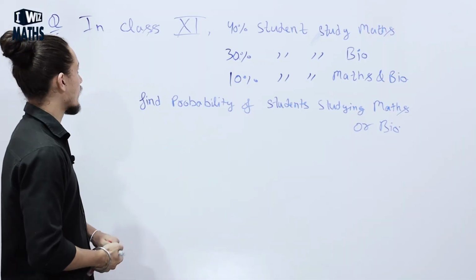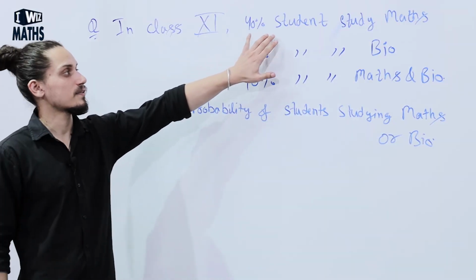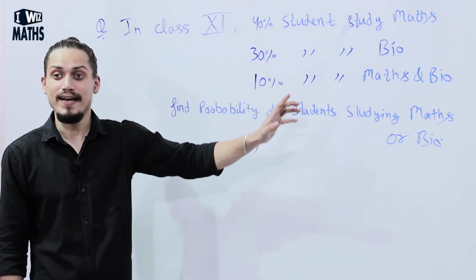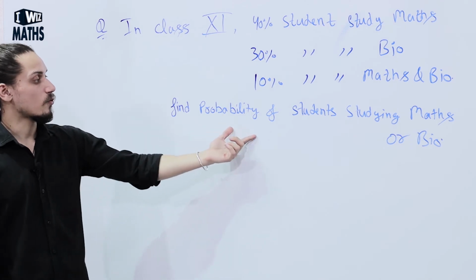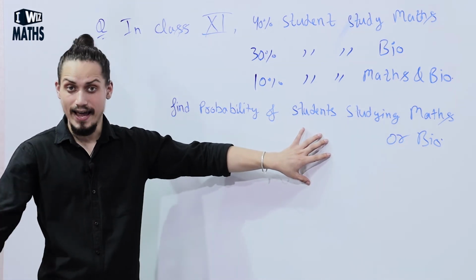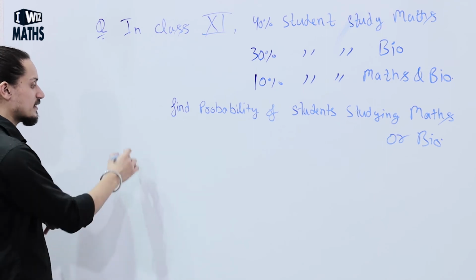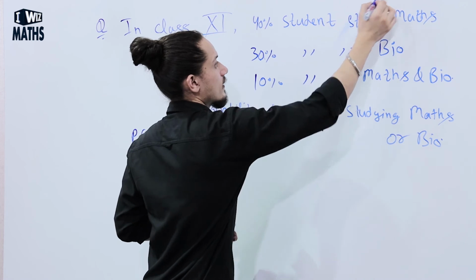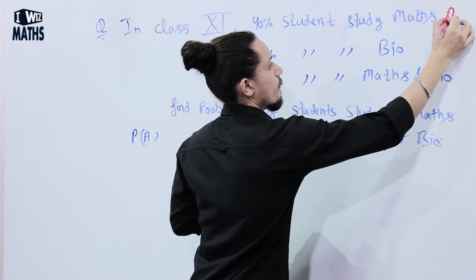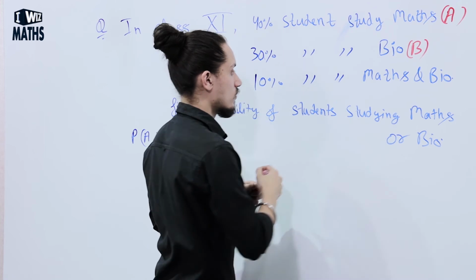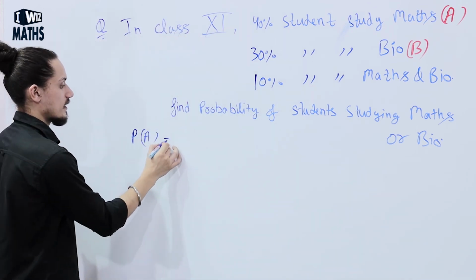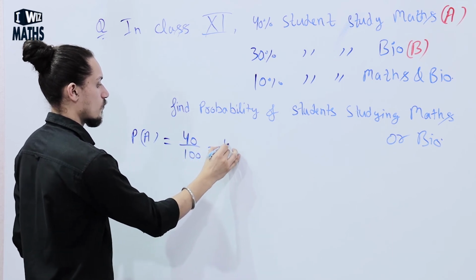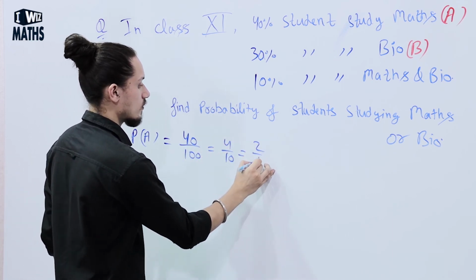Now in this example, we are given that in class 11th, 40% students study mathematics, 30% students study bio, 10% study math and bio, and we have to find the probability of students that study both maths or bio. So in this case, let's say event A is all the students that study maths, event B for all the students that study bio. So probability of event A in this case is 40 upon 100, which is equal to 4 upon 10, which is equal to 2 upon 5.